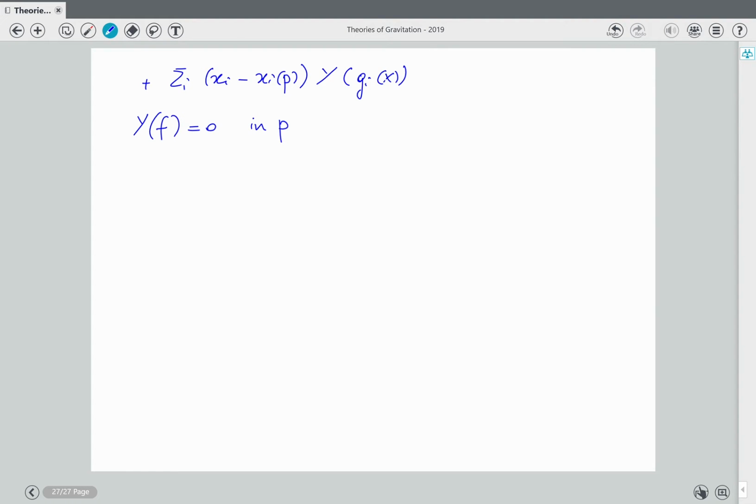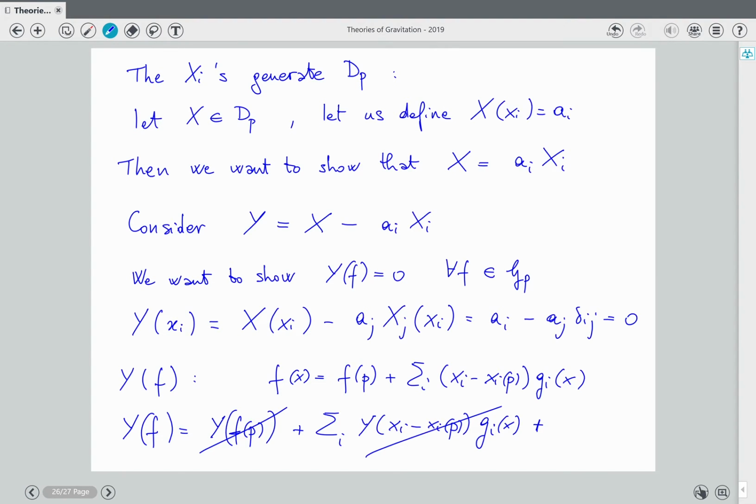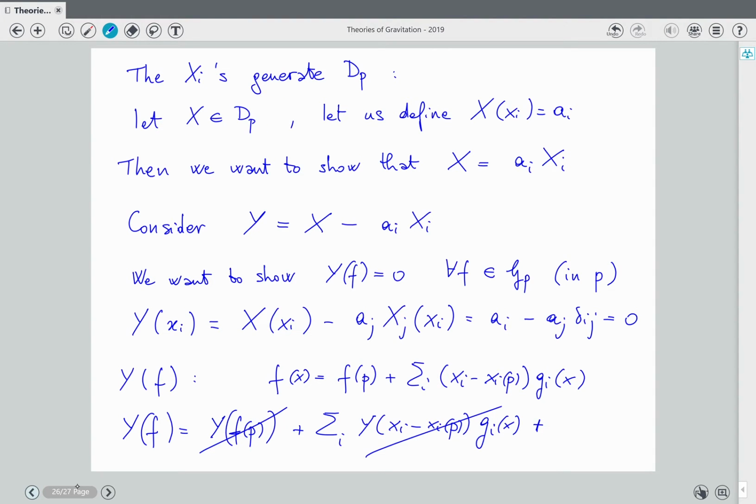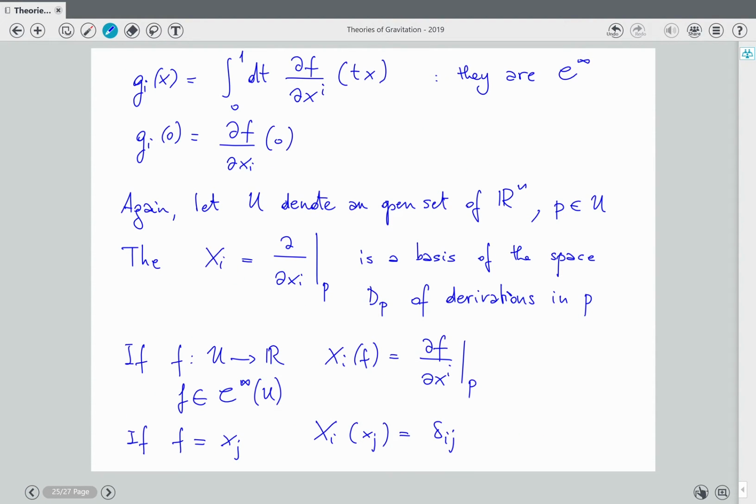I repeat that everything we are talking about here has to do with the point P. And we want to show that this is a basis of the space of derivations in P. And so we just showed precisely that. So we can identify the derivations in P with these xi's, which are partial derivatives. Here they are.